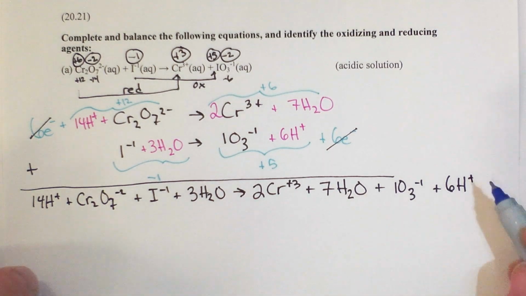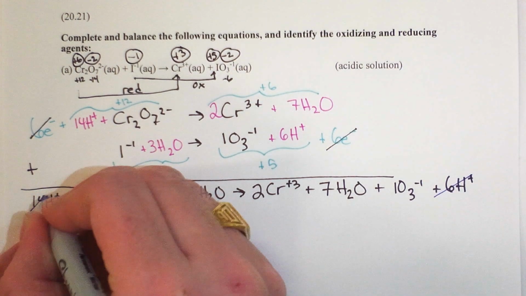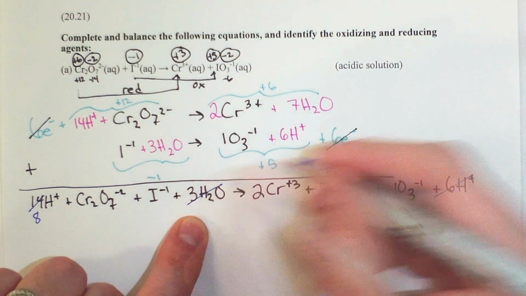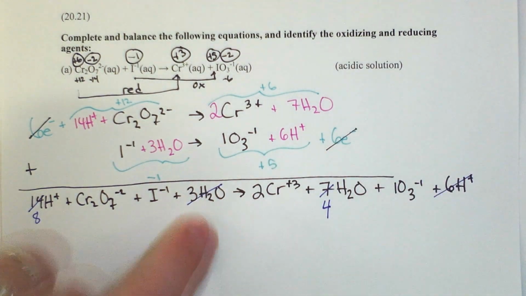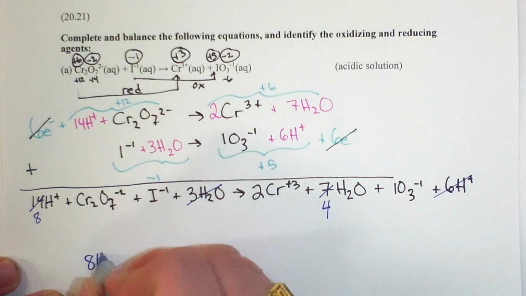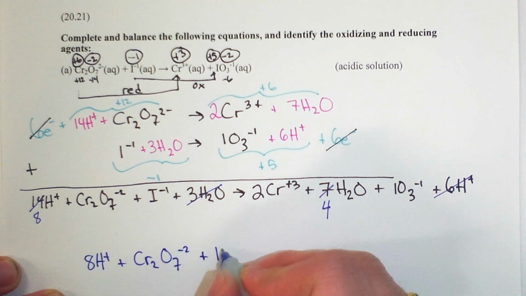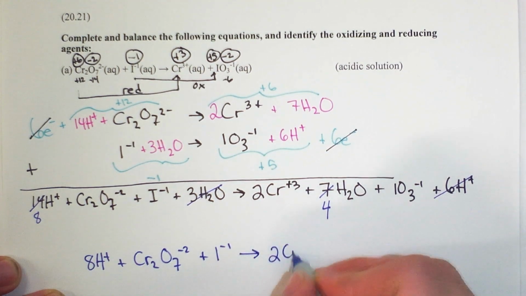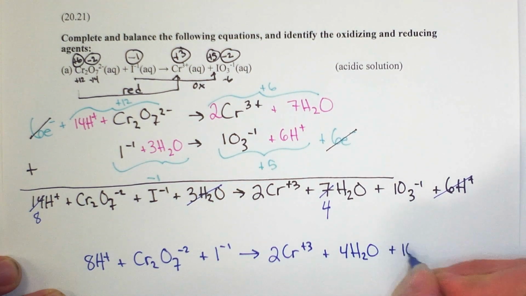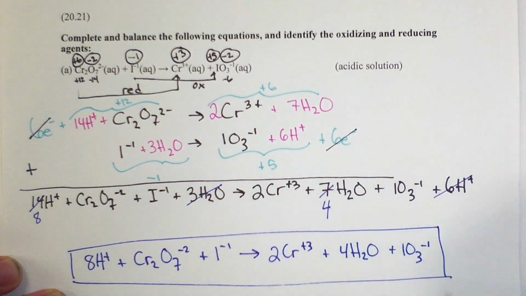Now we just do some tidying up. I have 6 hydrogen and 14 hydrogen, so I'm going to take 6 away from both sides. I have 3 water and 7, so I'll take 3 away from both sides. Now I rewrite with my changes. And there's our balanced equation.